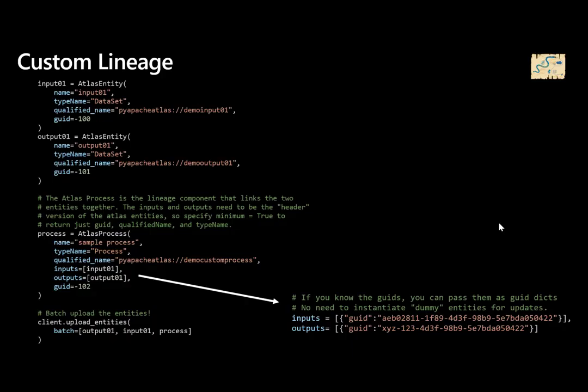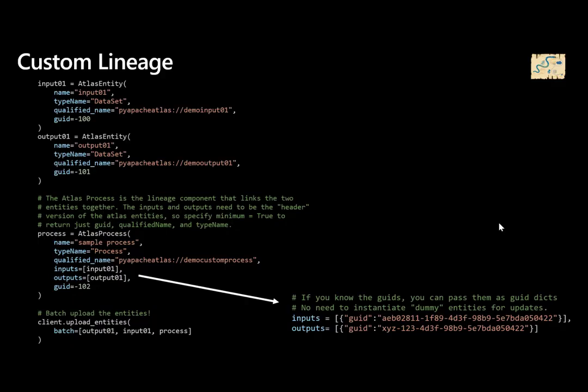So if I already know these inputs and outputs exist, I can then just get the GUIDs and pass in this little GUID object instead, and guaranteed I'm not going to change anything on my inputs and outputs, which is a really nice feature, I would say.